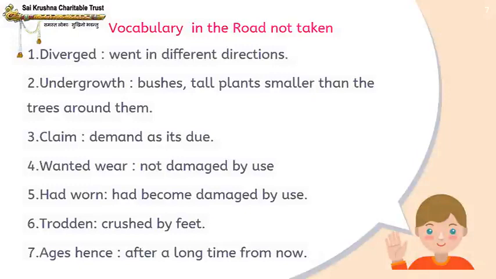Vocabulary in The Road Not Taken. Word 1, diverged, which means went in different directions. Word 2, undergrowth, which means bushes, tall plants smaller than the trees around them. Word 3, claim, which means demand as its due. Word 4, wanted wear, which means it's not damaged by use.